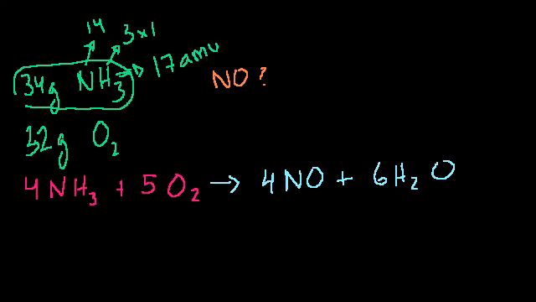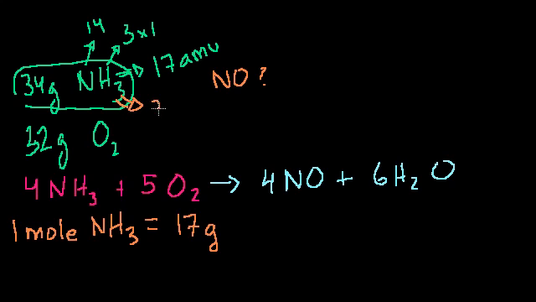Or another way to write that, if one molecule of ammonia is 17 atomic mass units, then one mole of ammonia is how many grams? It's going to be 17 grams. So how many moles of ammonia are we given? We're given 34 grams of ammonia. 1 mole is 17 grams. So we're given 2 moles, right? 34 is 2 times 17. So we're given 2 moles of ammonia.